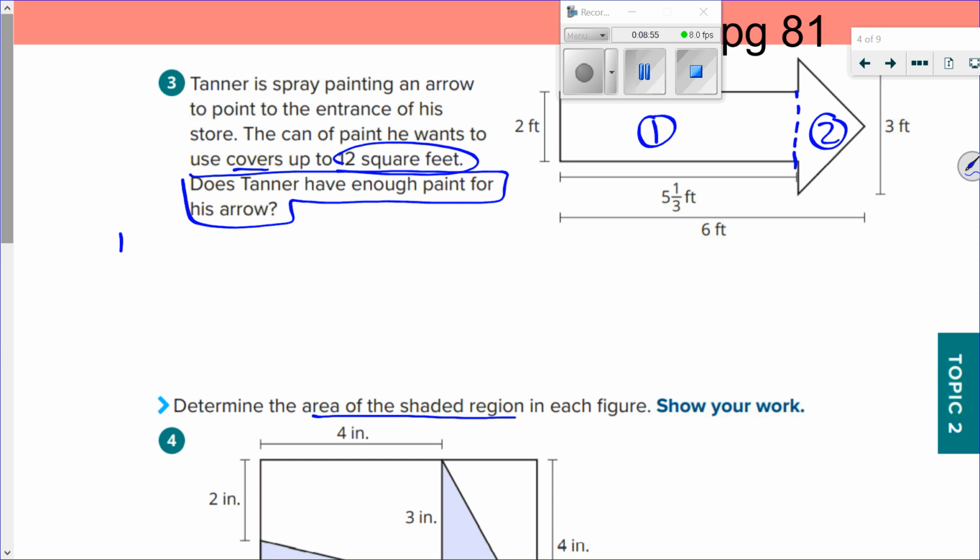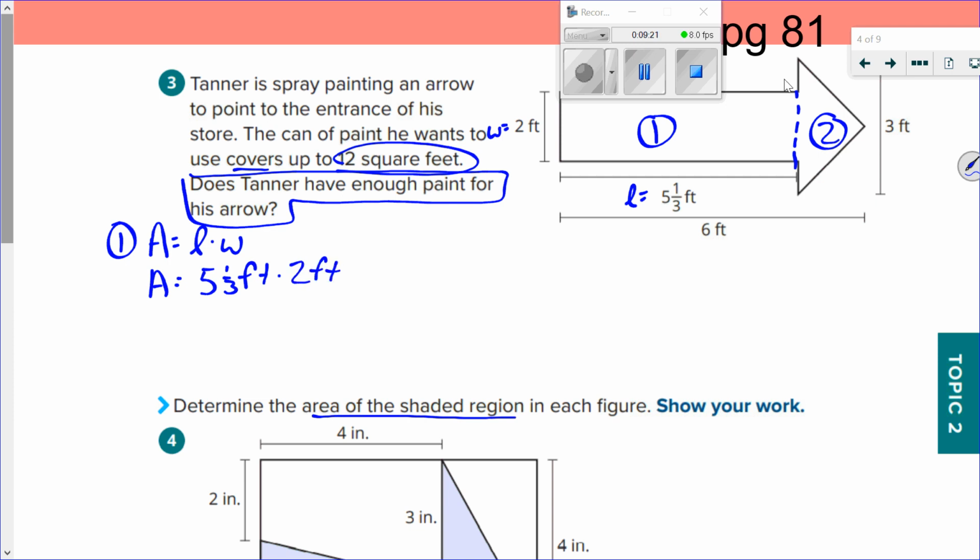So shape number 1 is a rectangle. Page 70. Go in, find your formula, area equals length times width. On the picture itself, label your length and your width. So I can say that my width is 2, my length is 5 1/3. Then I can put those numbers directly into my formula. So 5 1/3 feet times 2 feet.